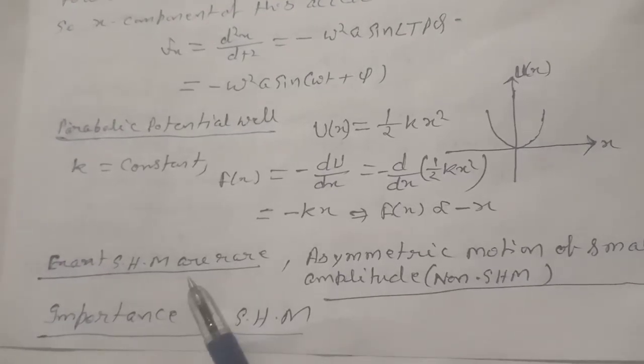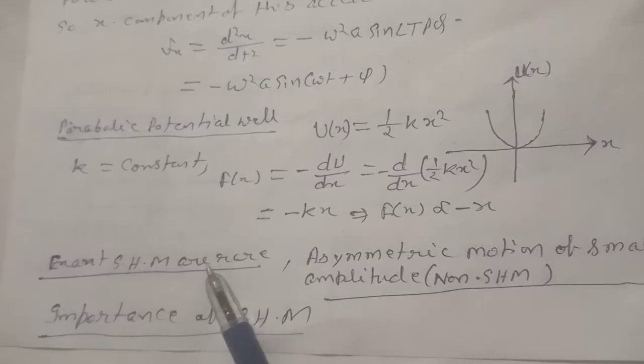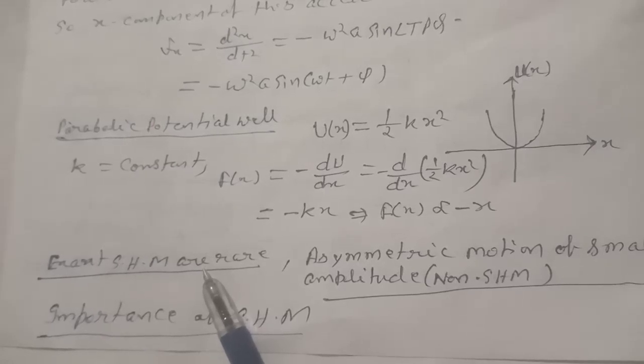Now, exact SHM are rare, that is, exact simple harmonic motions are rare. So let's discuss this. Simple harmonic motion is characterized by the linear relationship between the restoring force and the displacement, and in an actual system this relationship is not exactly linear, and so the system can be treated as a simple harmonic oscillation within some certain limit.